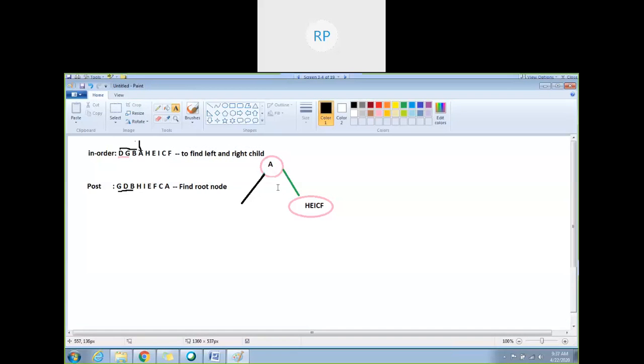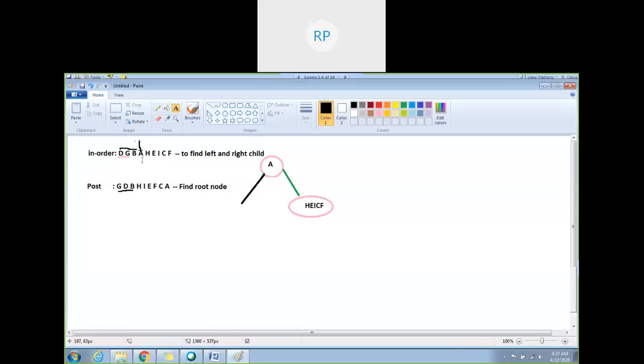Okay. Listen everyone, again. I can find the root node from my post order. So I found A is my root node. So what are the elements that can come on the right side? What are the elements that can come on the left side? I can find that from in order.